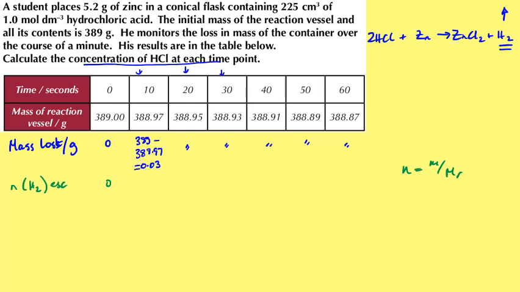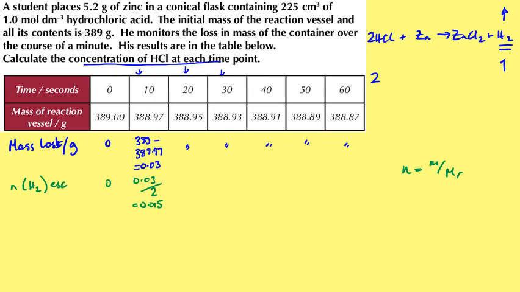So mass is 0.03 grams, and our Mr of hydrogen gas is going to be 2 times 1, which is 2. So our moles is going to be 0.015 moles of hydrogen gas that's escaped. Okay, so next step is to go back to the balanced equation and notice that for every 1 mole of hydrogen gas we use up 2 moles of hydrochloric acid.